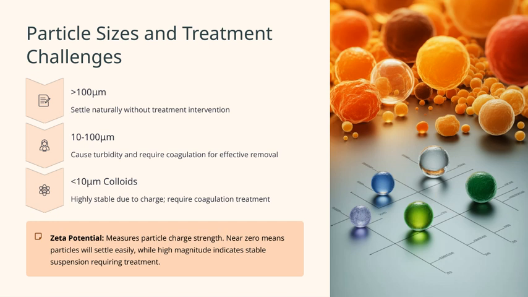An important concept here is zeta potential, which measures the strength of the particle charge. If the zeta potential is near zero, particles tend to settle easily because they're less stable. But if the zeta potential has a high magnitude, the particles are more stable in suspension, and we need to apply treatment to destabilize them.